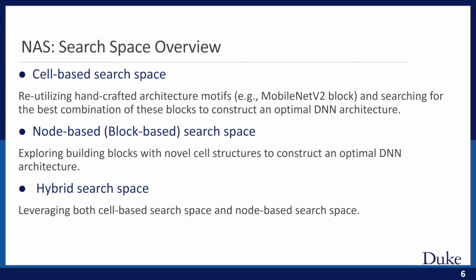Okay, node-based search space tends to treat the NAS problem as finding the best building blocks for DNN architecture. So this research line tends to search for the best inner cell structure using graph-based search space, and aims to explore novel cell structures that have not been discovered before. In fact, we can also leverage these two approaches together and obtain what we call the hybrid search space to simultaneously explore novel cell structures and the best combination. And of course, this is going to increase the design complexity.